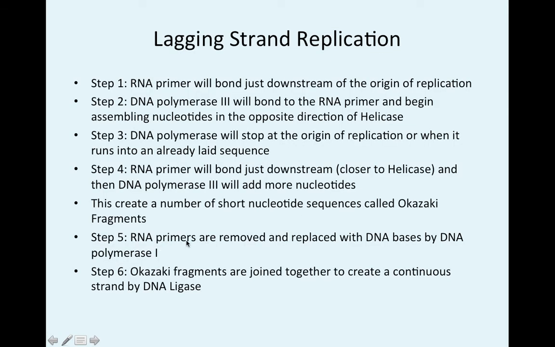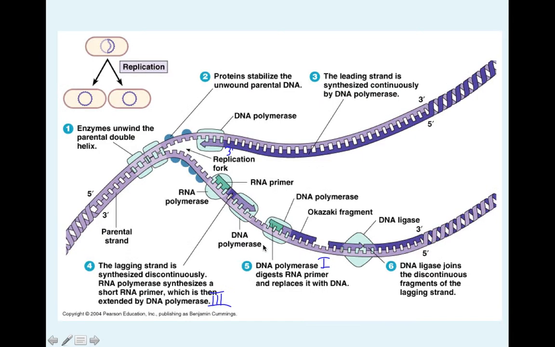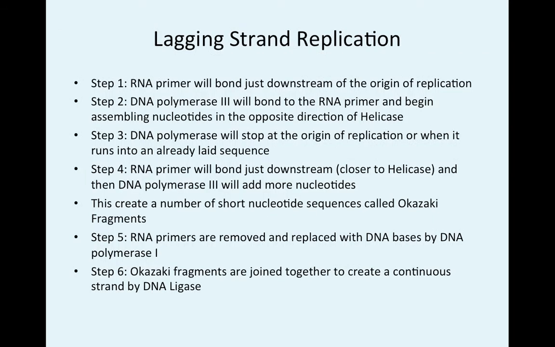So RNA primers are then removed. We're going to eventually go in and remove all of these primers, and there's going to be, again, a ton of them. There's only 2 shown here, but there'd be one here, one here, one here. There's going to be another one here. So we've got to remove all of these primers. They're going to be coated with it. There's going to be a ton of them. The RNA primers are removed and replaced with DNA bases by DNA polymerase 1.